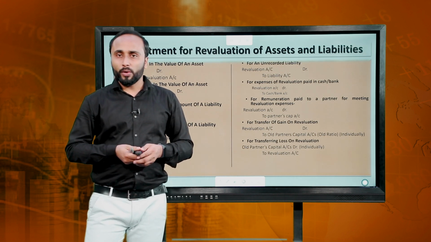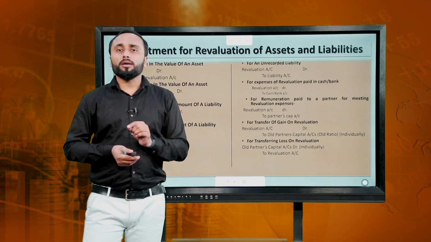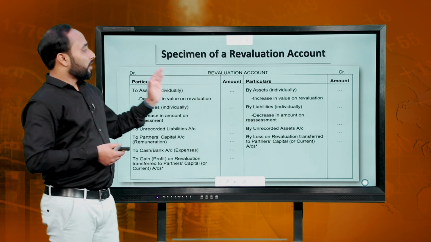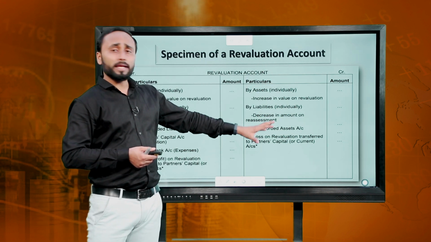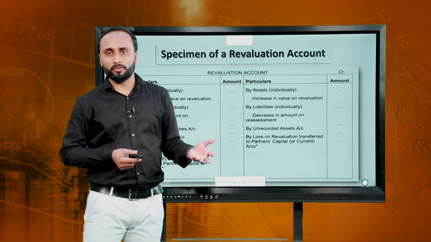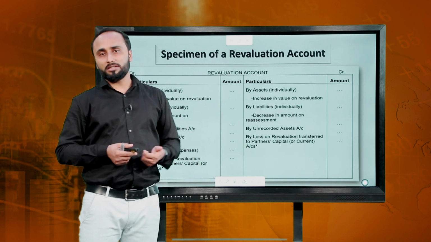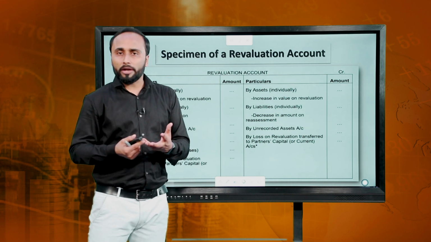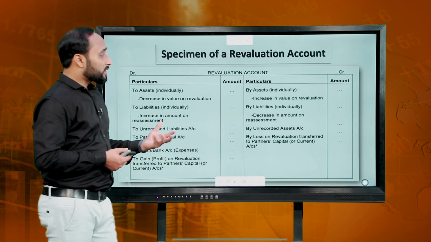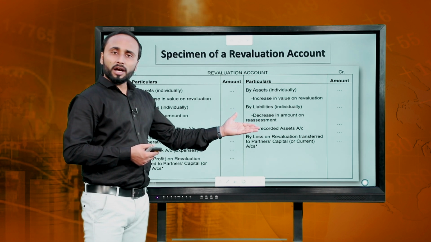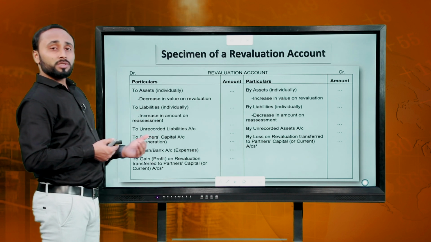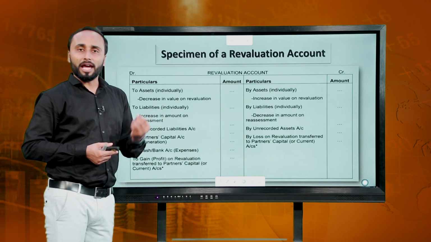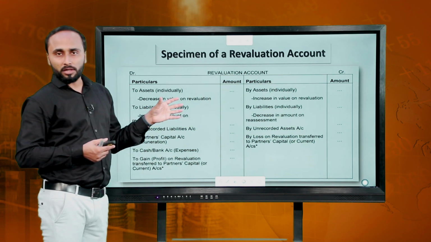So whenever we do revaluation, we have to prepare an account which is the revaluation account. What we do in the revaluation account is that on the credit side, we write all those changes in the assets and liabilities that are beneficial for the firm, which means either an increase in the assets or a decrease in the liabilities, or whenever we find an unrecorded asset. So all these things that actually lead to a benefit are credited to this account, and all those things which are opposite to these, like increase in liabilities or decrease in assets or finding an unrecorded liability, are debited to the revaluation account.